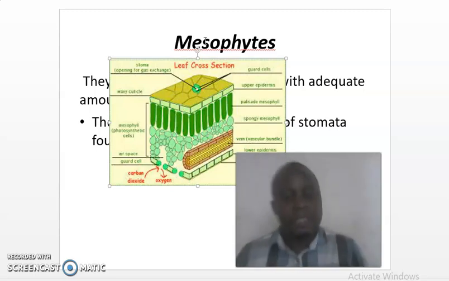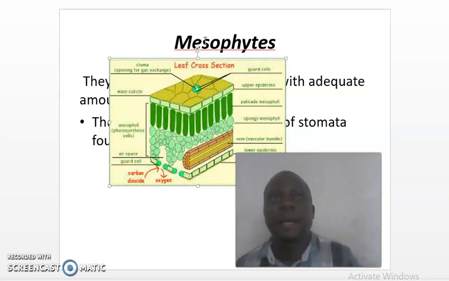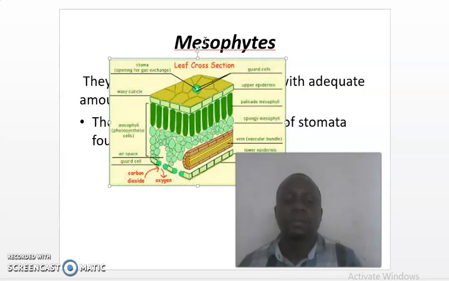Therefore, what is the difference in distribution of stomata as far as the habitat of the plant is concerned? Where are stomata found in xerophytes? How are the stomata adapted in xerophytes? What about in hydrophytes? What about in mesophytes? I hope you are able to mention the different modifications.